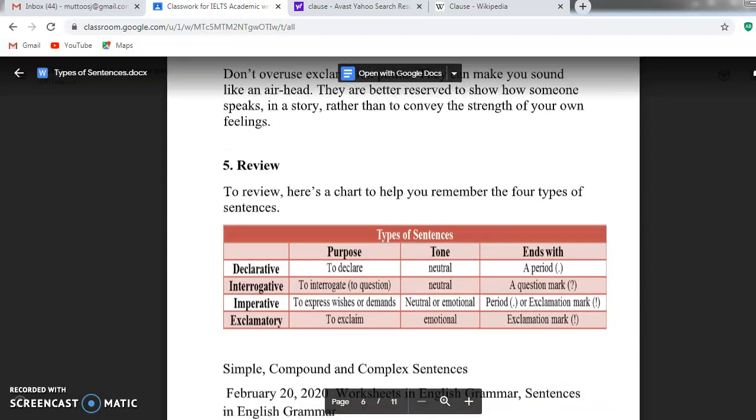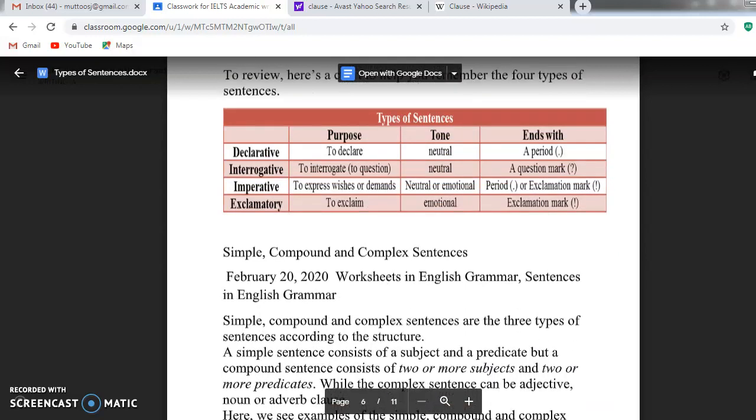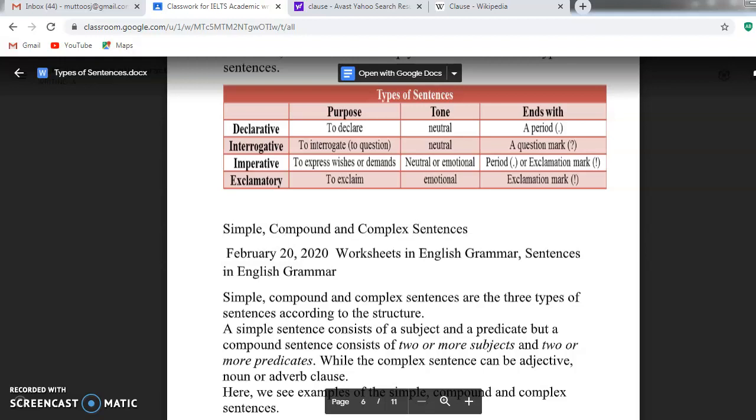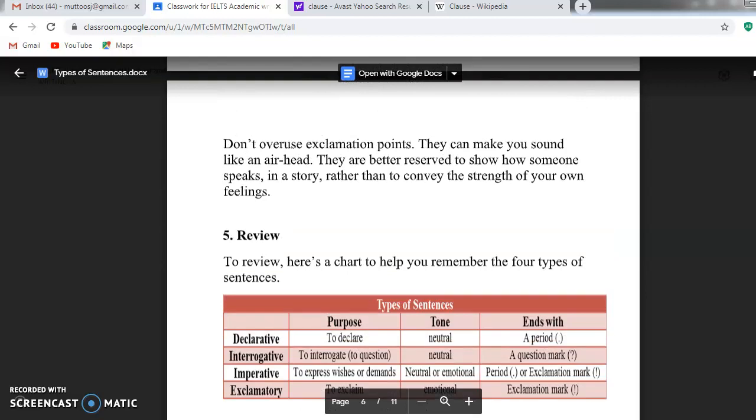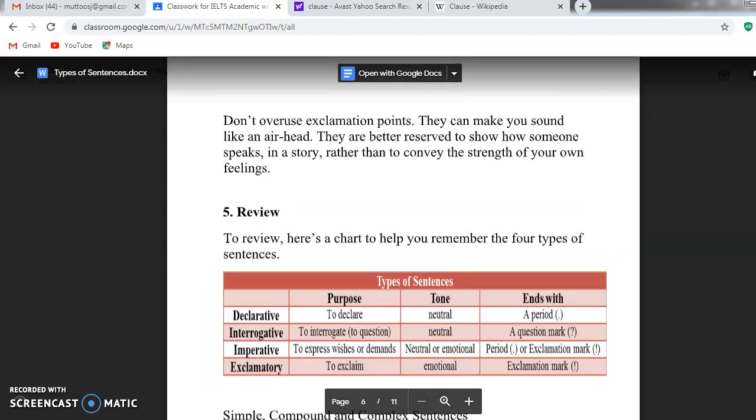There is a table that shows the differences. Four types of sentences: declarative, interrogative, imperative, and exclamatory. Declarative is to declare, interrogative is to ask questions, imperative is to express wishes or demands, exclamatory is for emotions.